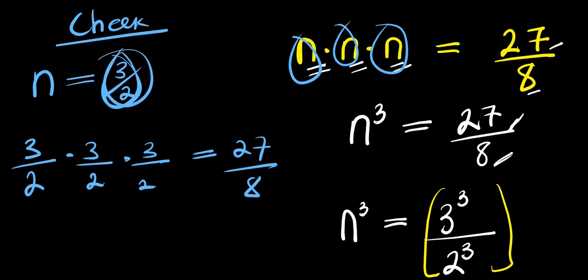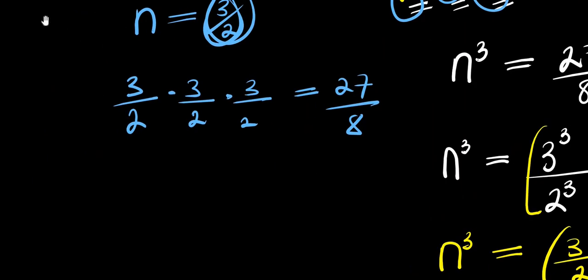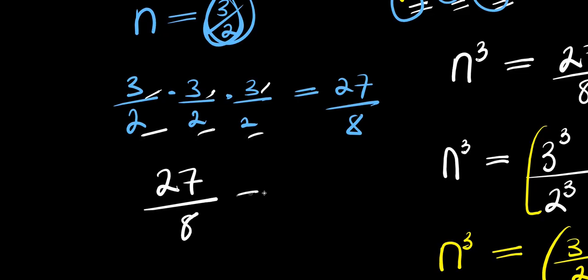So we have this. So right now what we can do will be to multiply the numerator. 3 times 3, and 9 times 3, 27. We have 27 divided by 2 times 2, 4, 4 times 2, 8. 8, and this equals 27 divided by 8. Left hand side equals right hand side.